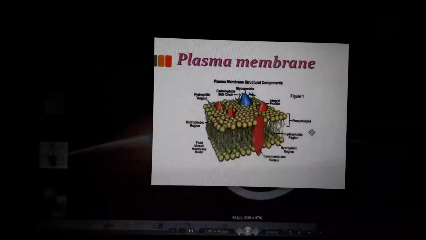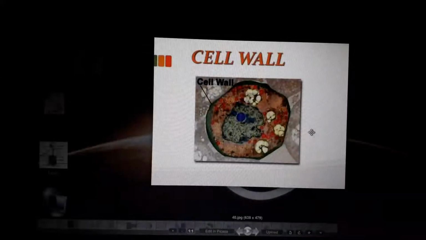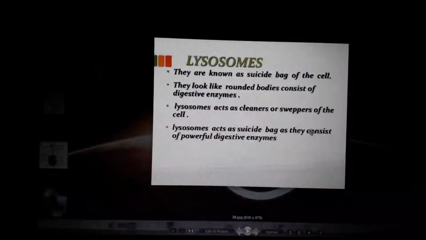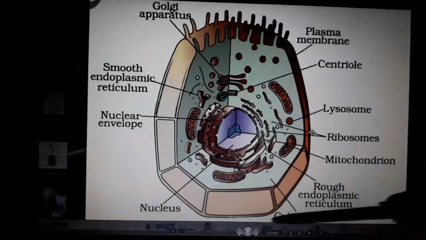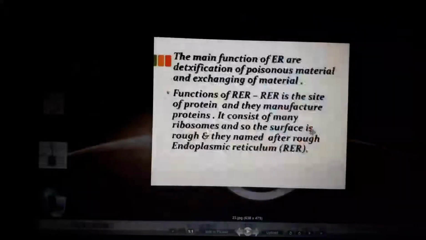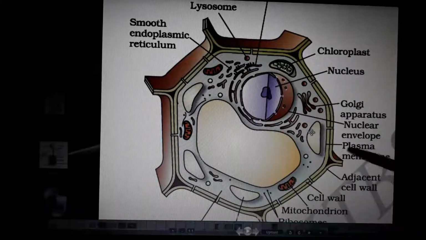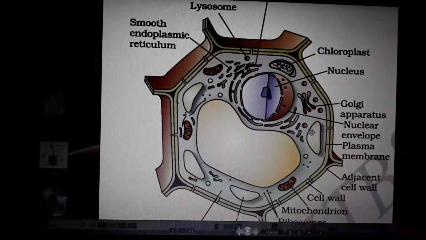So the first one, the cell membrane. I think it is very clear what the function of a cell membrane is. You can see this in our animal cell also. See, this one is the cell membrane. In the plant cell also we can see the cell membrane. This one is the plasma membrane or cell membrane. Plasma membrane is another name for the cell membrane.